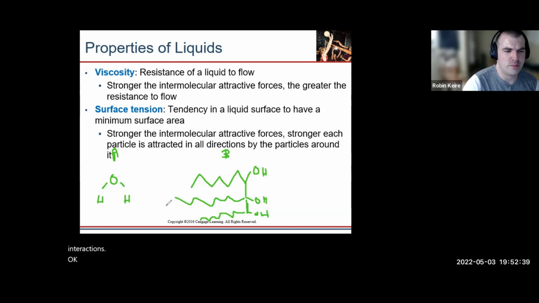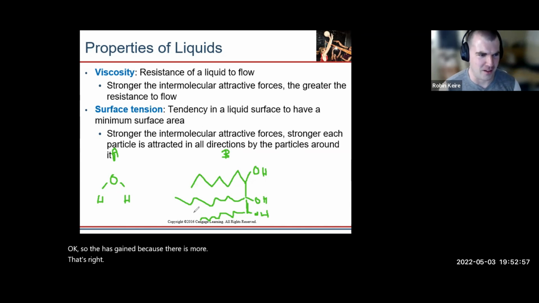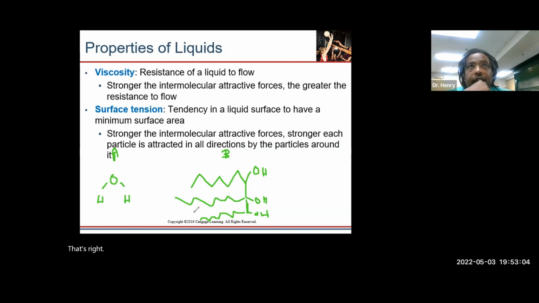So like the pentane, because there's just more of these intermolecular forces. That's right. This is going to be more viscous, and have greater surface tension. That's right. Exactly. So it's going to have greater surface tension, and it's also going to be more viscous, because you have those interactions.